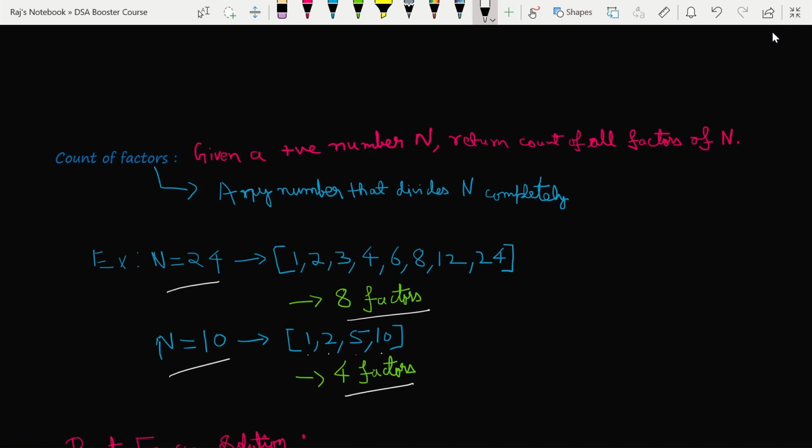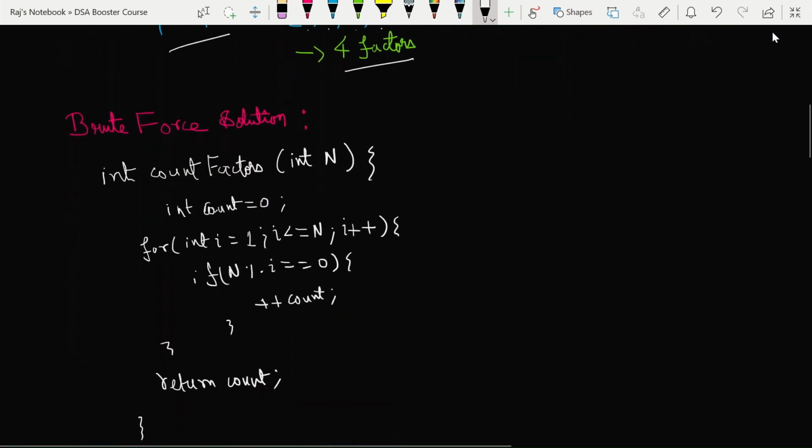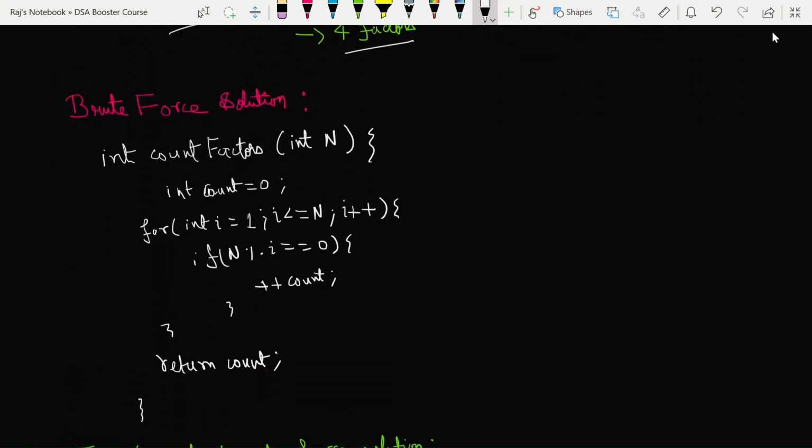The first solution, the brute force solution that comes to anyone's mind, is that we just need to go from 1 to n, keep track of all the factors of n, and simply return the count. So let's have a look at the pseudocode of this brute force solution. As you can see, we initialize the count to 0, we go from 1 to n, and we check if i is a factor. We check it through the modulo operator, we increment the count if it is a factor, and in the end we return count.